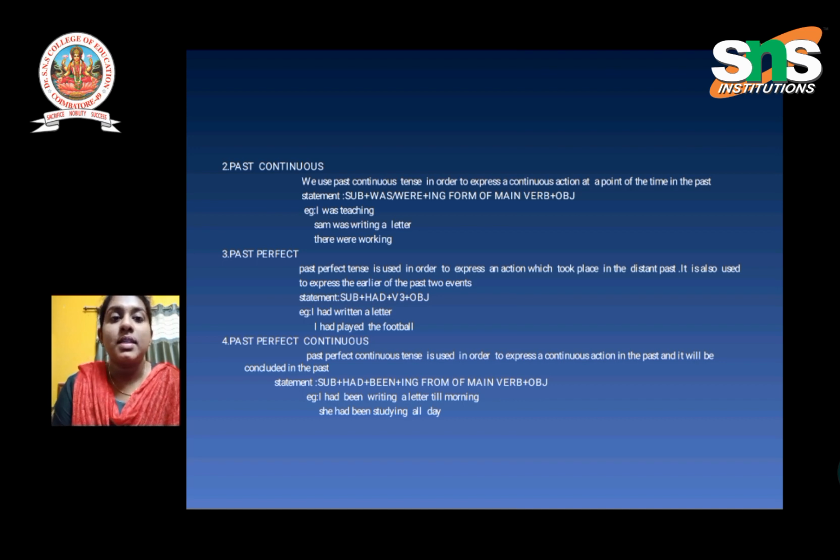The fourth one, the last one, is past perfect continuous. Past perfect continuous tense is used in order to express a continuous action in the past which was concluded in the past. Statement: subject plus had plus been plus ing form of main verb plus object. Example: I had been writing a letter till morning. He had been studying all day.